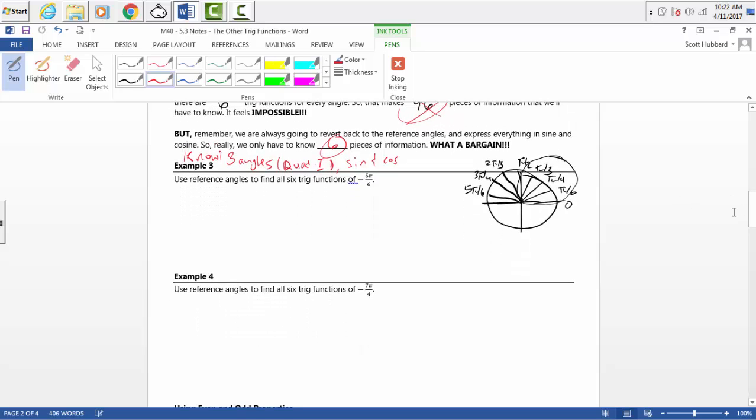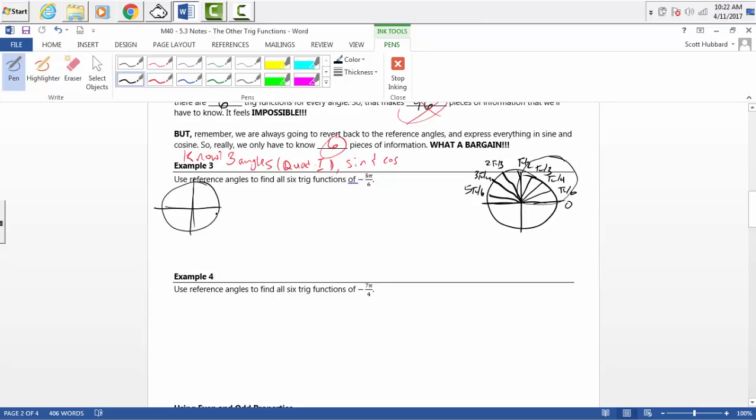So for instance, I'll give you an example. Here, for negative 5 pi over 6, I could just have that in my back pocket, and remember what all 6 trig values are for negative 5 pi over 6. But forget that. There's too much stuff that I have to know. Instead, I'm going to plot the angle first. So the first step is to plot the angle, negative 5 pi over 6.